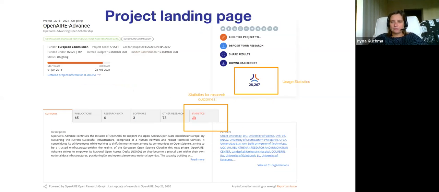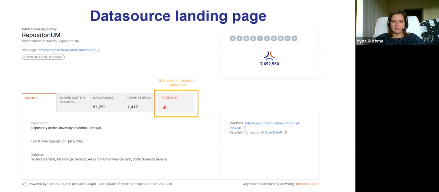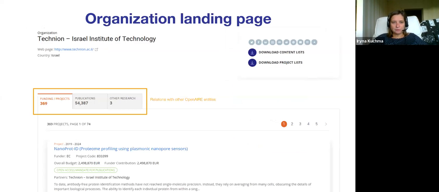And there is also usage statistics about those outputs. I mentioned that we collaborate with content providers. So repositories are one of them, and this is a repository page on OpenAIRE. So you can see that this repository has over 60,000 publications, and we also provide statistics about the use of this repository. And we have similar landing pages for organizations.